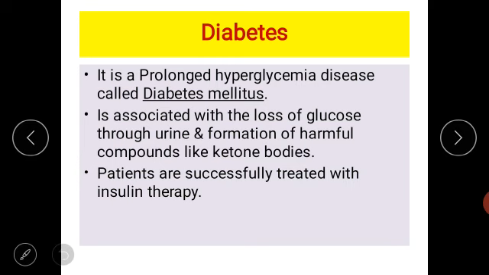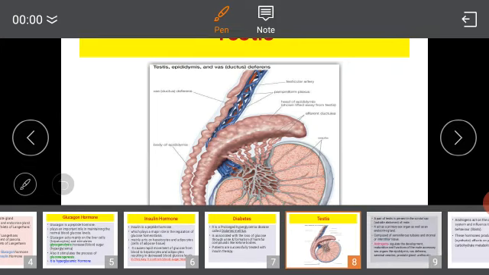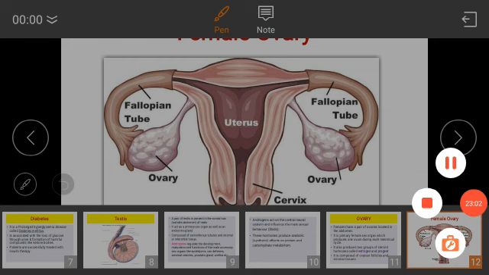Later on, the parts that we are going to study are the testes and then the ovary in the upcoming session.